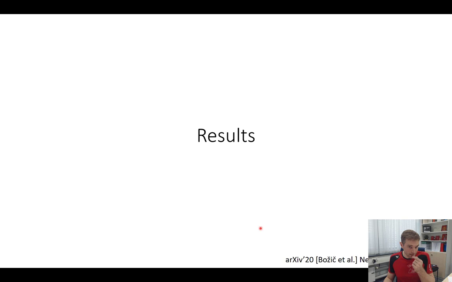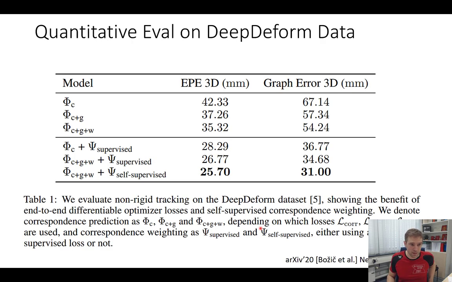So I want to show some results. First, some qualitative results. This is on the DeepDeform data, and we have a lot of ablations here. This one is just using the correspondence loss. If you're doing this, you're getting an endpoint 3D error, which is basically how good is the reconstruction. And this one is how good are the correspondences. And this one is basically telling you how well every graph deforms at the end of the day. Okay.